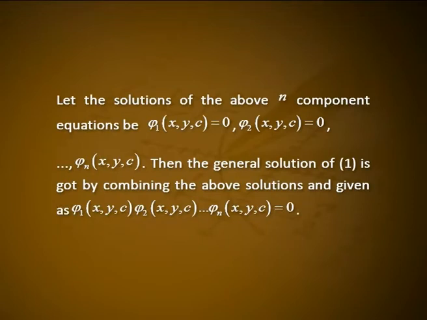Let the solutions of the above n component equations be phi1(x,y,c) = 0, phi2(x,y,c) = 0, etc., phin(x,y,c) = 0. Then the general solution of the equation is got by combining the above solutions and given as phi1(x,y,c) into phi2(x,y,c) into etc. into phin(x,y,c) = 0.